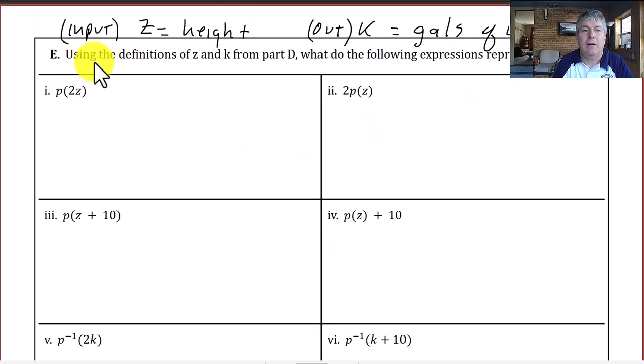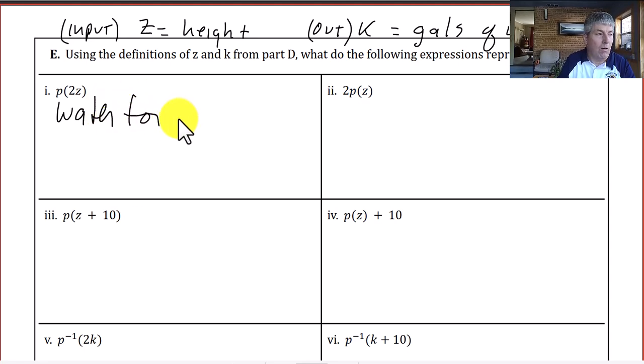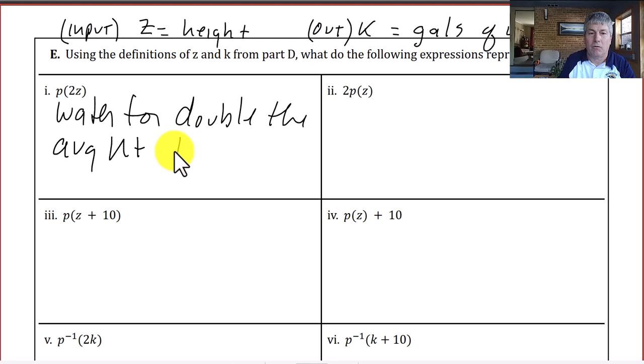In example E, using the definitions of Z and K from part D, what do the following expressions represent? Now remember, Z was our height, our input, and our output was K in gallons of water. So P of 2Z, what are we doubling? We're doubling our input. So this would be the water for double the average height tree.